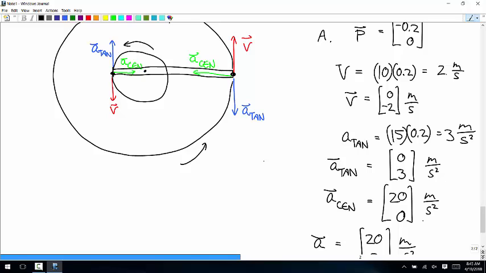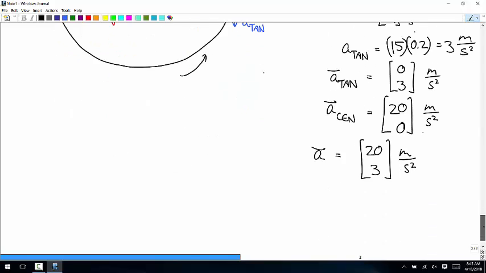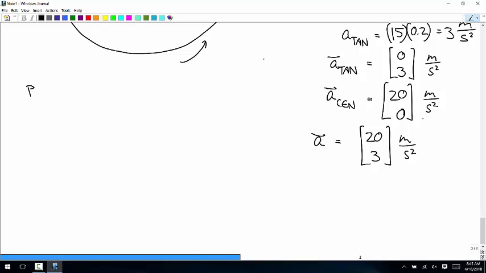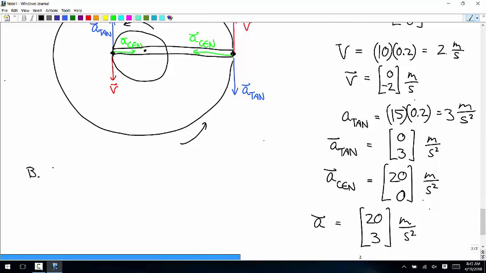Now the directions, also the magnitudes, are going to be different for the point B, because the r vector is different. So now for the point B, the speed is the angular velocity of 10 times the radius of 0.6. So that's 6 meters per second. And this time it's in the positive y direction. So the velocity vector is 0, 6.